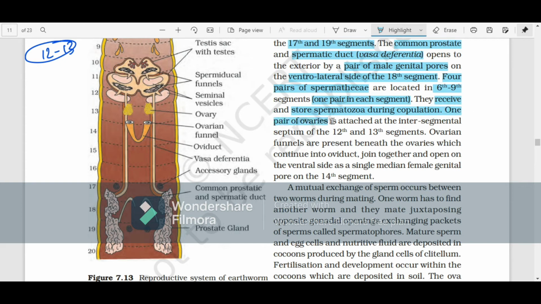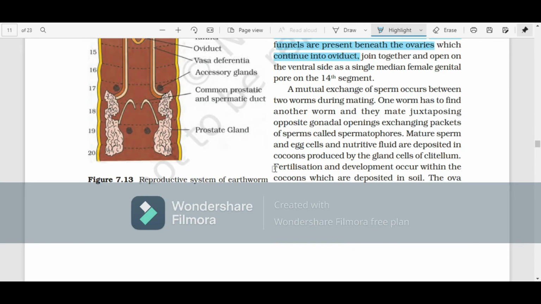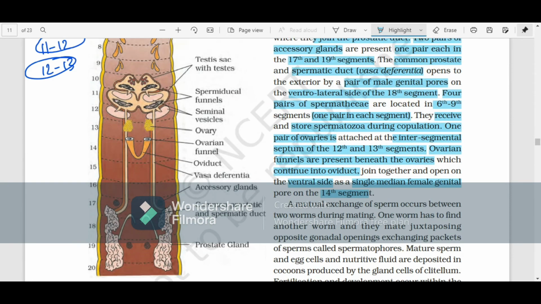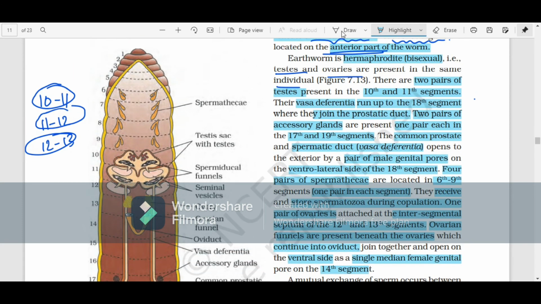One pair of ovaries is attached to the intersegmental septum of the 12th and 13th segments, as I said before. Ovarian funnels are present beneath the ovaries and continue into the oviduct. They join together and open on the ventral side, because the genital openings are found on the ventral side, as a single median female genital pore on the 18th segment. So with this picture we can explain all of this.